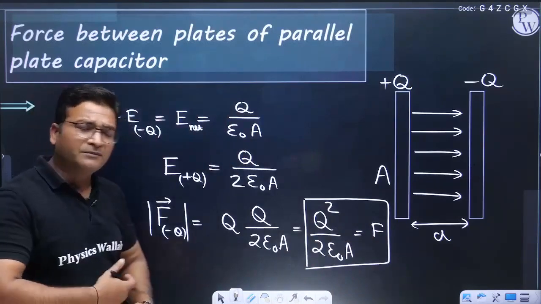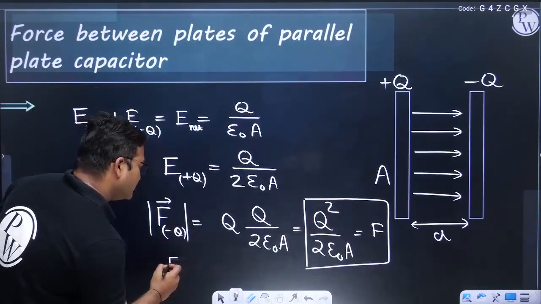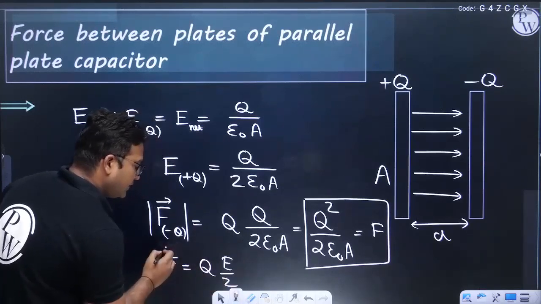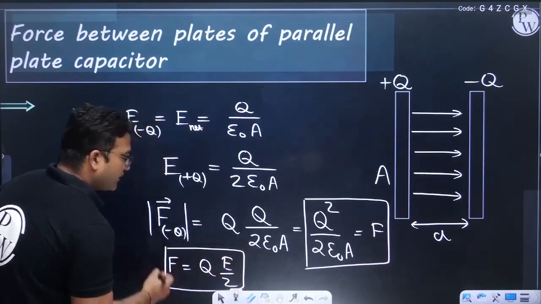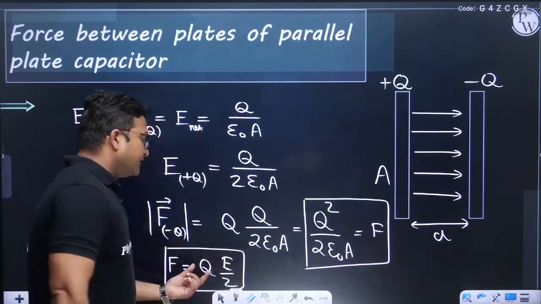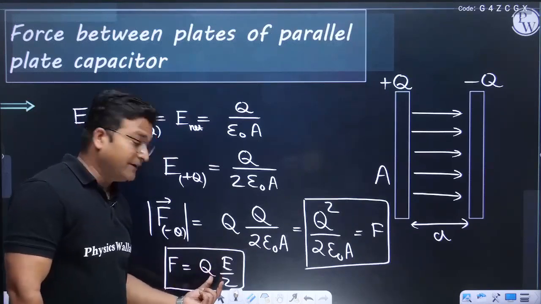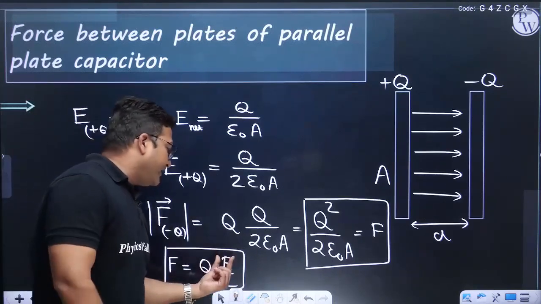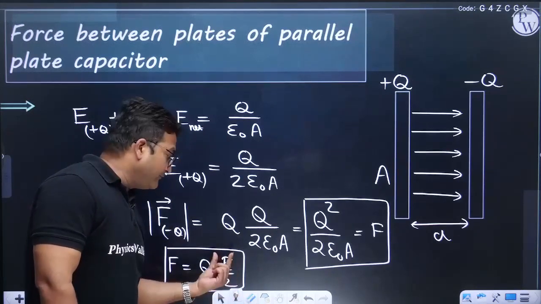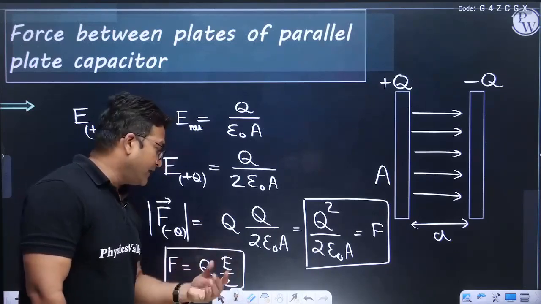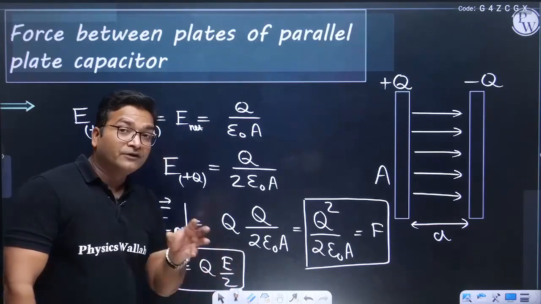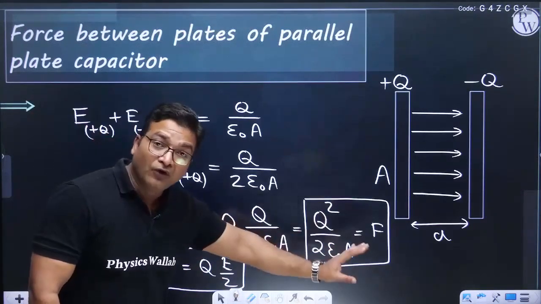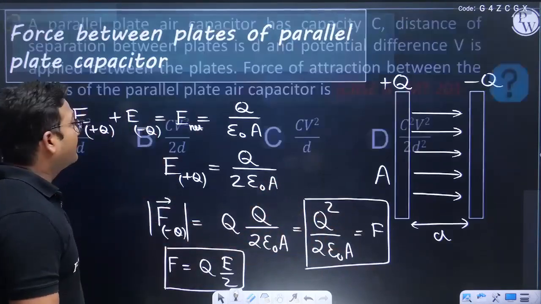Okay, and you can also remember that the force is equal to q times E by 2, not q times E, where q is the magnitude of charge on any one plate, and this E is actually the net electric field. By multiplying it by 1 by 2, it gives you the field of any one charge, and multiplying by q gives you the field multiplied by charge, that is force. So this is the formula for force between the two plates of a parallel plate capacitor.